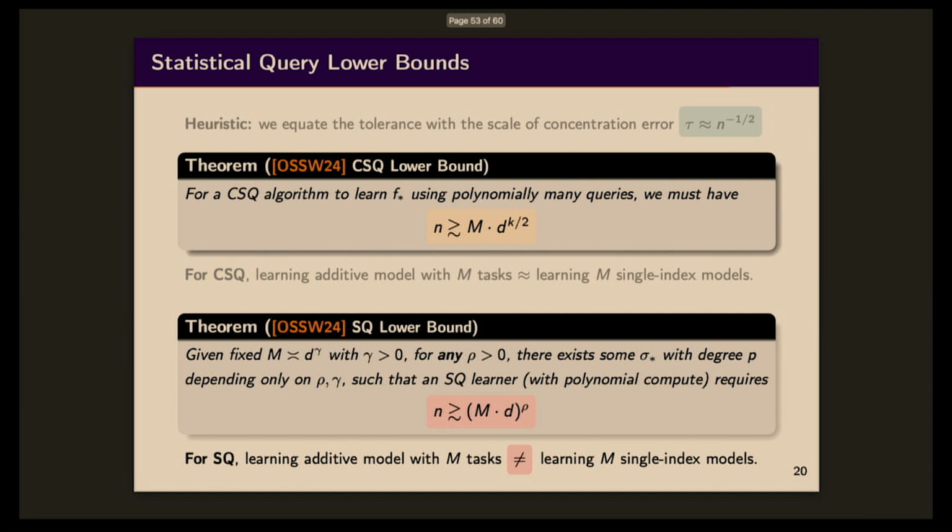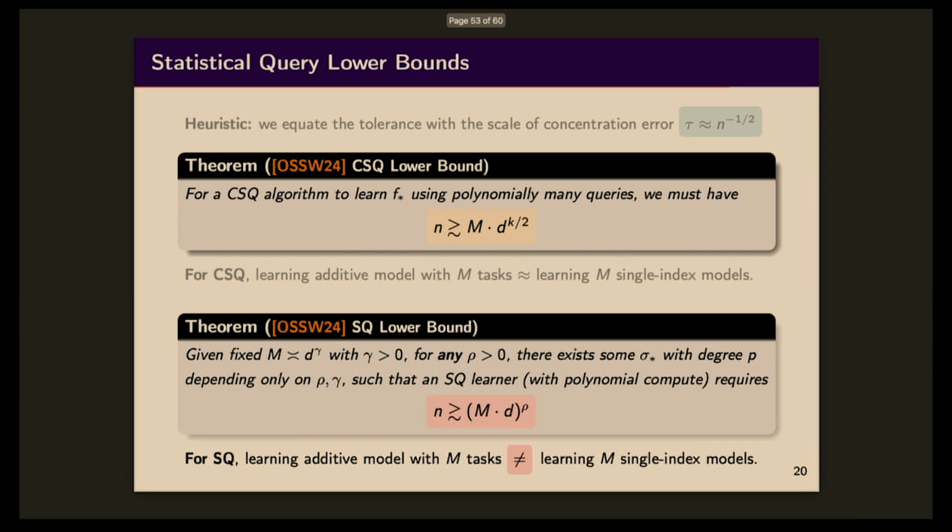But this is not the case anymore. So basically, what I can show is that for the SQ lower bound, this n needs to scale with M times d to some power rho, where this rho can be made arbitrarily large by choosing the degree and the information exponent. But arbitrarily large, I'm not saying that we should choose p to grow with d. Okay, so the degree is a constant, but this can still be taken arbitrarily large by making the constant large. So essentially what this is saying is that the SQ complexity of learning this additive model would not be the same as learning M single index models separately. Okay, so this is the part that's not very intuitive.